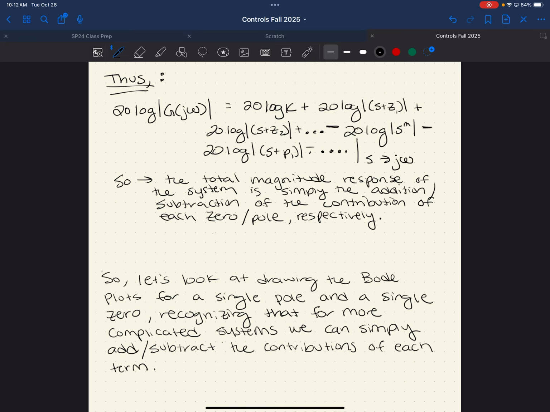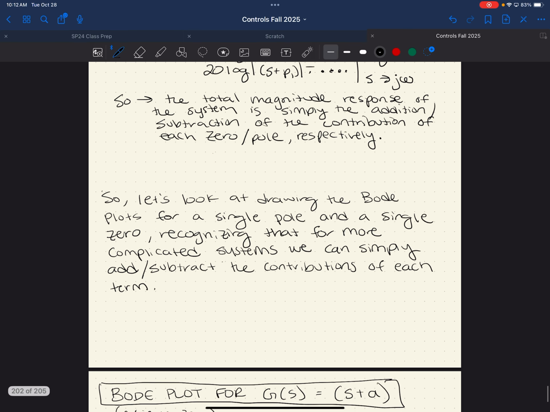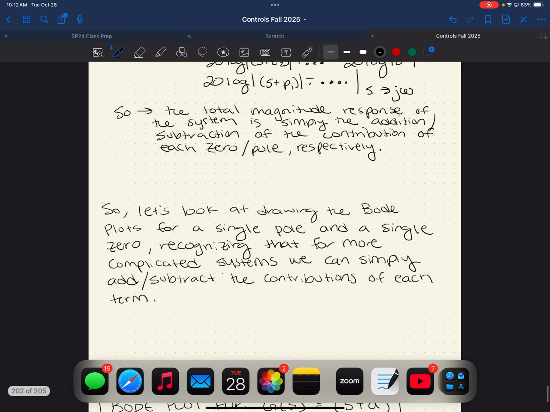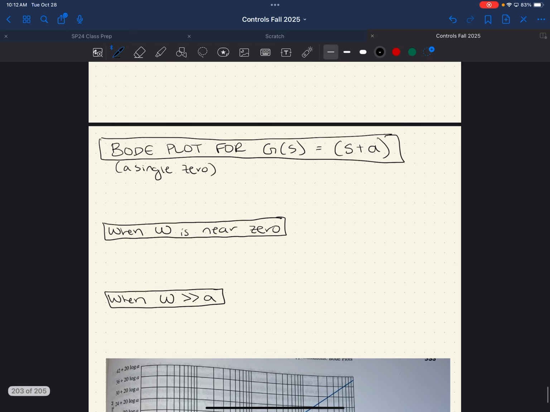Okay, so let's look at drawing the Bode plots for a single pole and a single zero, recognizing that for more complicated systems, we can simply add and subtract the contributions of each term. Okay, wrote that twice because it's so important. It's actually just because I forgot.